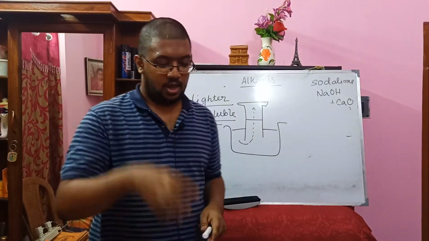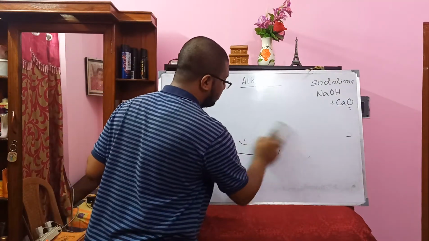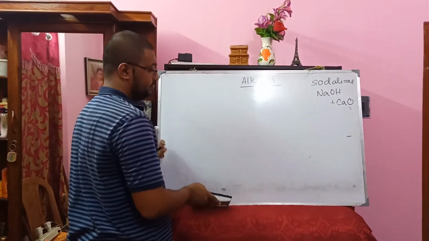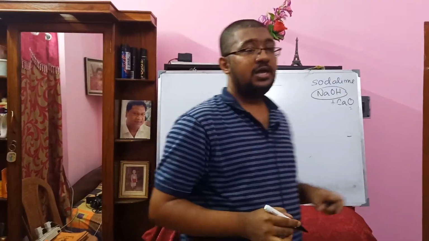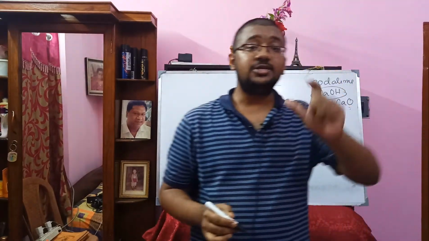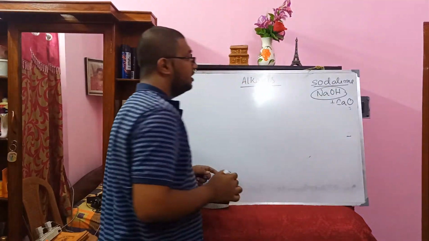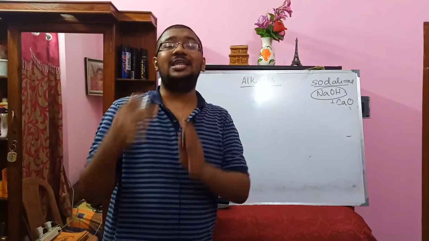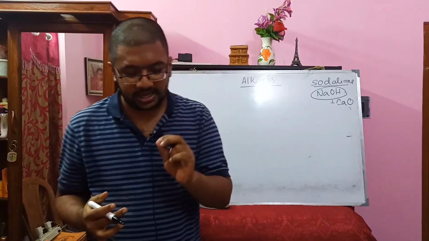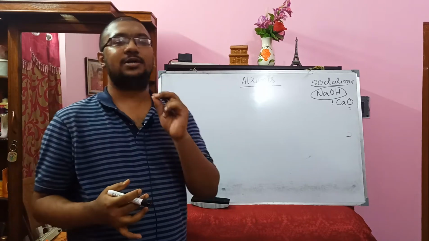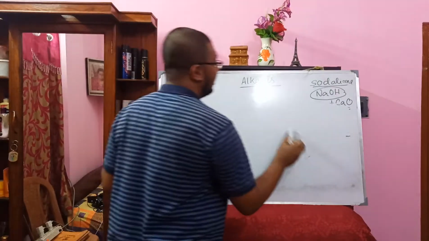Is it clear? The next thing that we will be discussing is why soda lime is used instead of NaOH. This is NaOH, caustic soda. So instead of using caustic soda, why are we using soda lime? The reason is it is not deliquescent and it does not attack glass. There are two reasons. It is not deliquescent and it does not attack the glass.